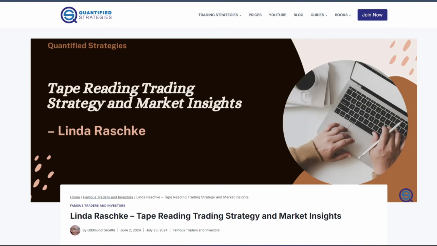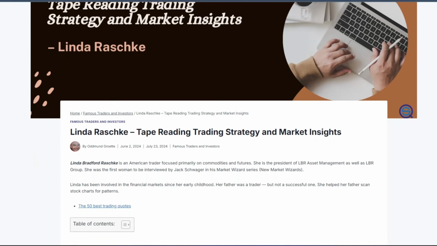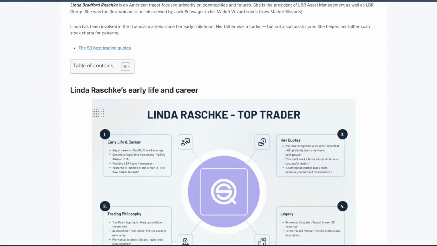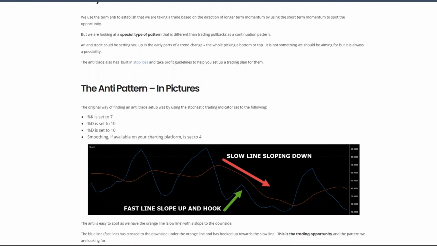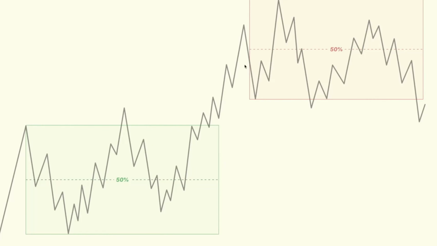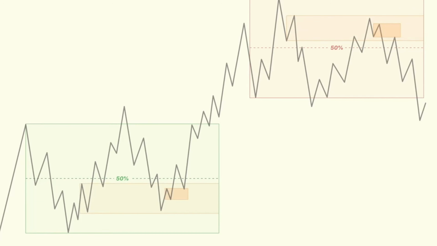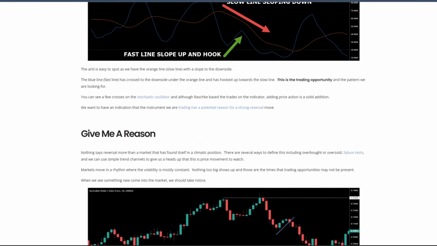So let's talk about this anti-setup strategy. If you've been trading for a while, you've probably heard a lot about trend following, but Linda takes a different approach here. She's looking for trend reversals, specifically after a pullback. Here's the key idea. Markets are cyclical. Prices don't move in straight lines. They go up and down, and within those moves there are pullbacks, which are basically temporary reversals within a larger trend. Linda's approach is all about capitalizing on these pullbacks at just the right moment.